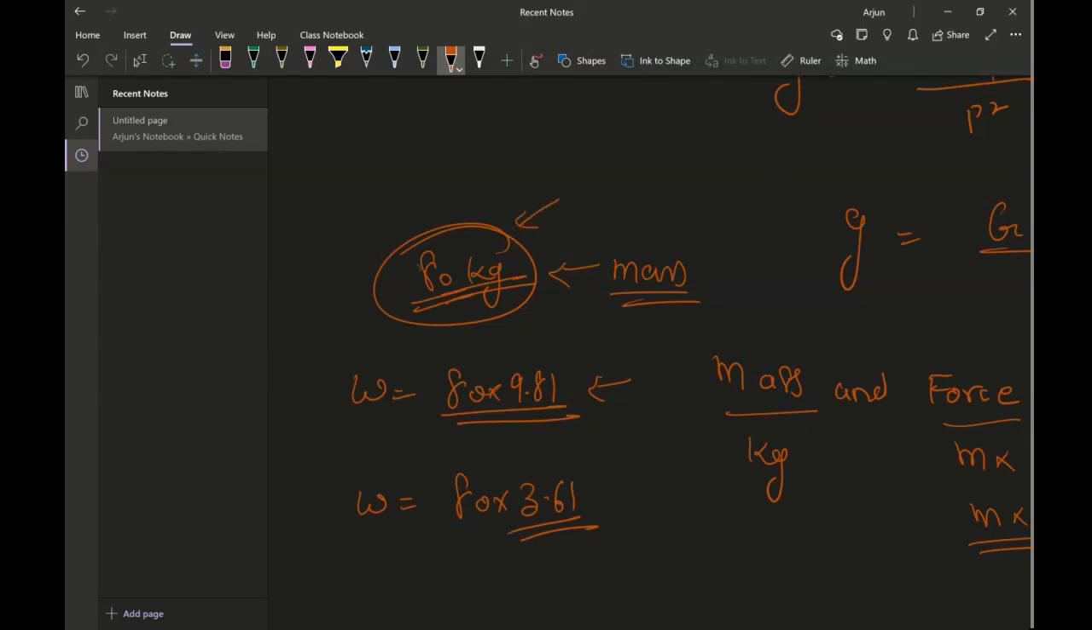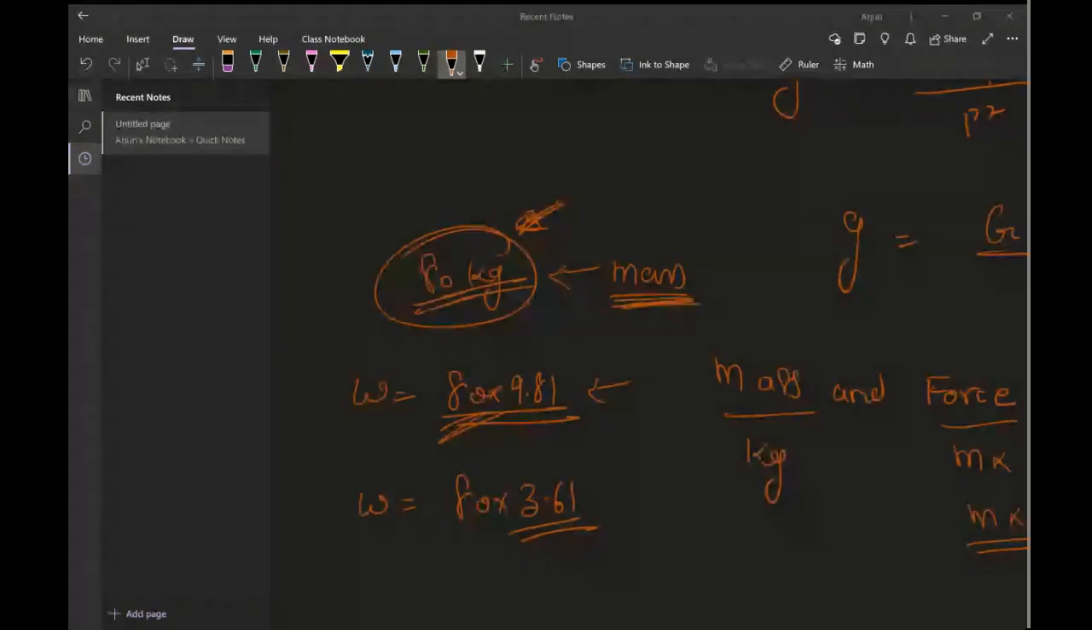Although we use the word weight for the kgs, whenever we're using the unit kg, it means mass, and mass does not change whether you are on Earth, on Mars, or on the Moon. So hopefully you learned something from this lecture.